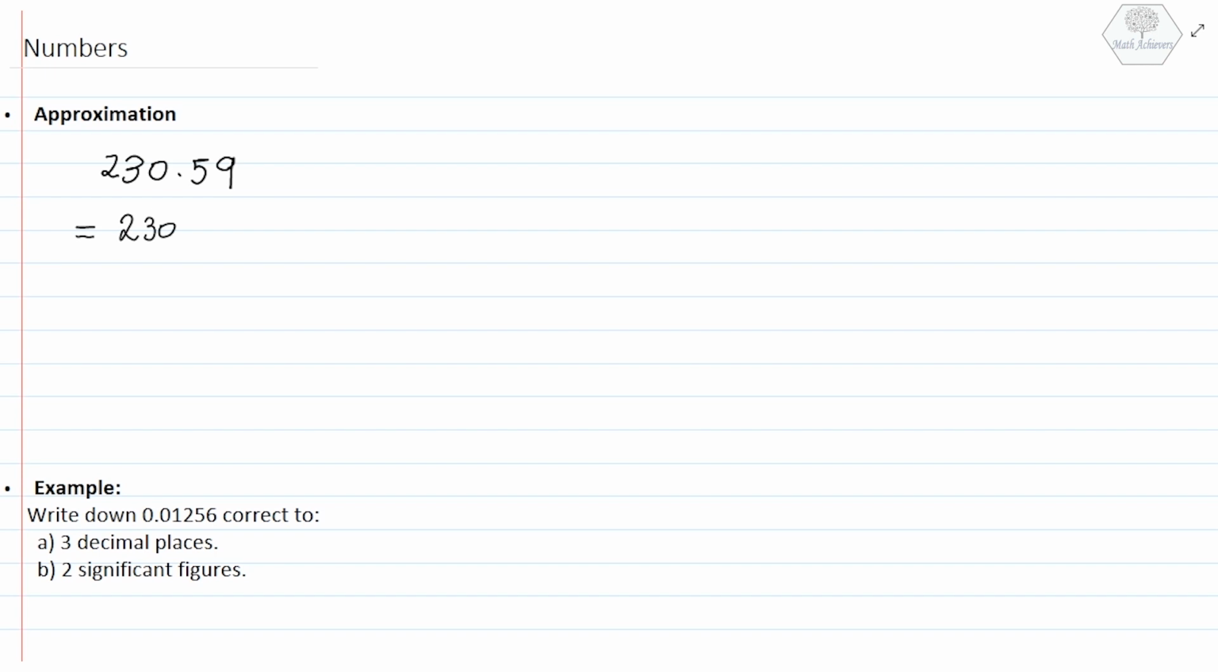Let's see what types of approximation we have. We can round either to the nearest decimal place or we can round to the nearest significant figures.